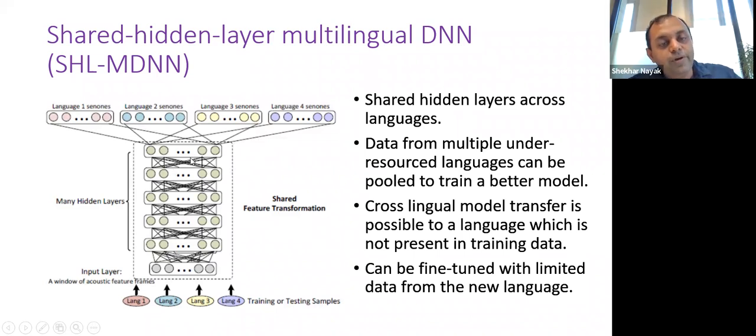So the multilingual recognition outperforms the monolingual one by using multiple languages to pre-train together. Here the hidden layers are shared across the languages, and data is pulled from different languages in order to train a better model. And then you do this cross-lingual model transfer to a completely new language, which is not present in the training data. And it can be fine-tuned with limited data from a new language.